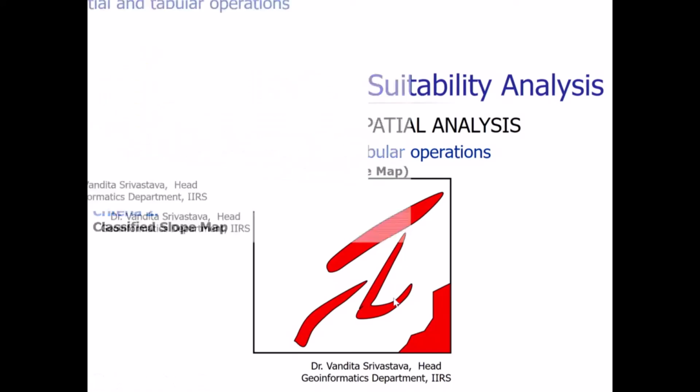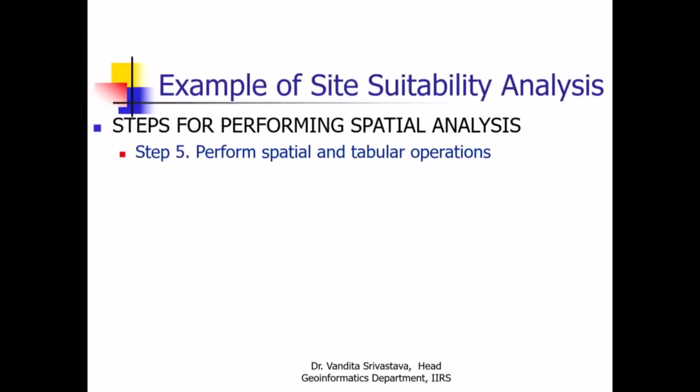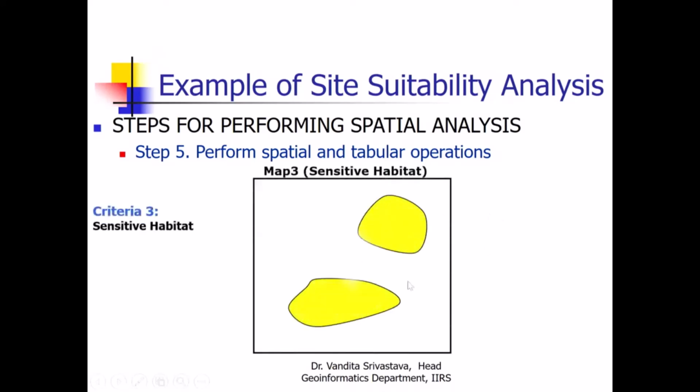Similarly, let us say I have performed the spatial and tabular operations involved in getting the sensitive habitat. Actually, sensitive habitat does not require any such processing, because you are simply going to remove them from your study area. So there is no processing required actually for the sensitive habitat map. These are just the sites for sensitive habitat and we have to avoid them, right?